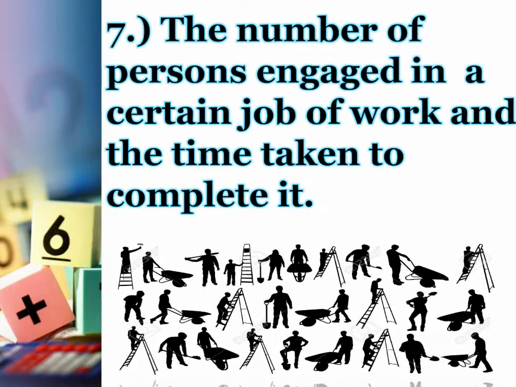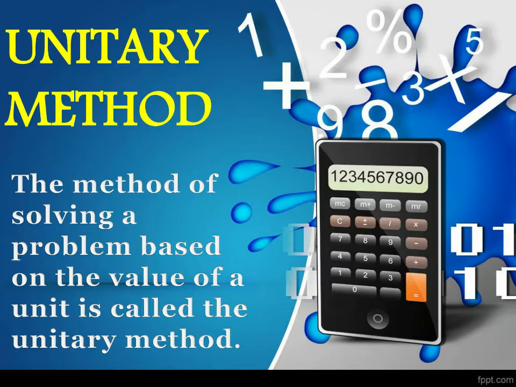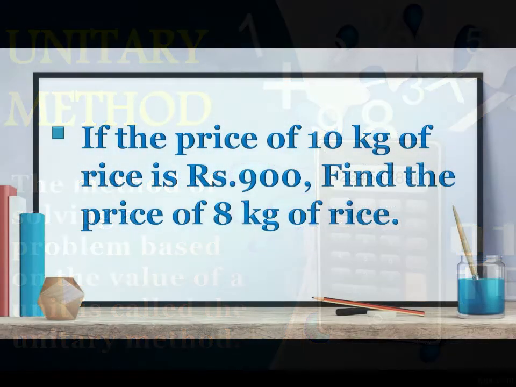Children, now we are going to solve the problems related to direct proportions. There are 3 methods to solve the problems related to direct proportion. The first method, unitary method. In this method, if the value of a few units is known, the value of 1 unit and then the value of any number of units can be calculated using the unitary method.